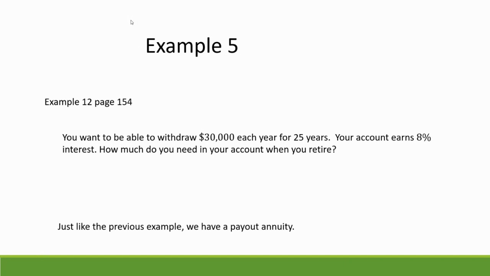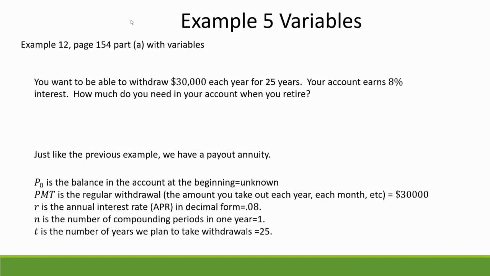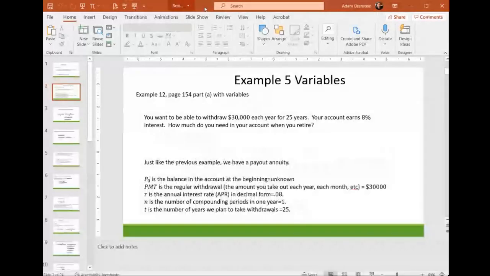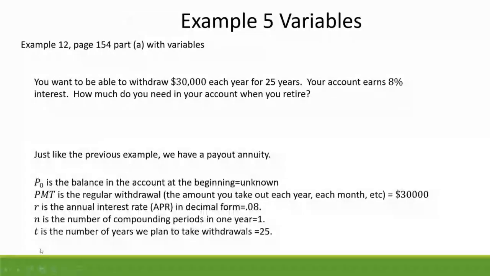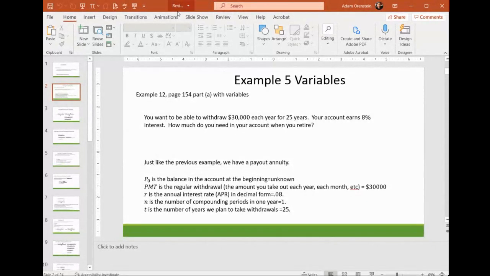Okay, so if I remember correctly, I think we solved this, no, we didn't solve it using the formula, but we're going to solve it now using the formula, and then we'll solve it using the TVM solver, okay? All right, so here we have P sub 0, remember, from our formula. That's how much is in the account initially, and that's what we want to figure out. That's what we're looking for first.